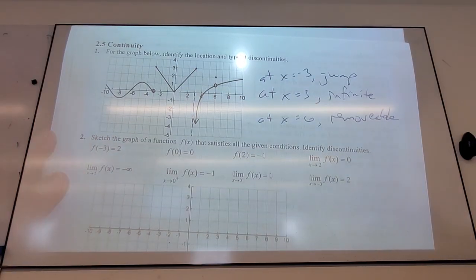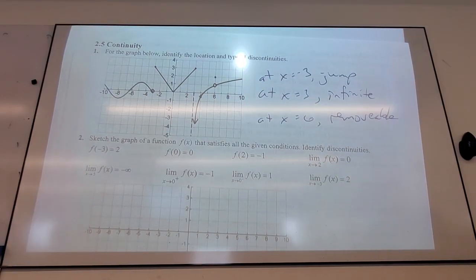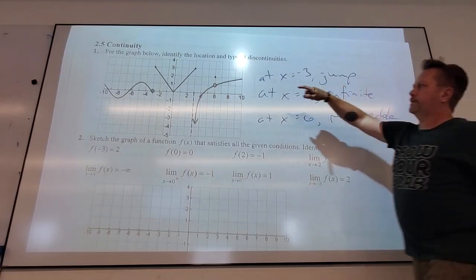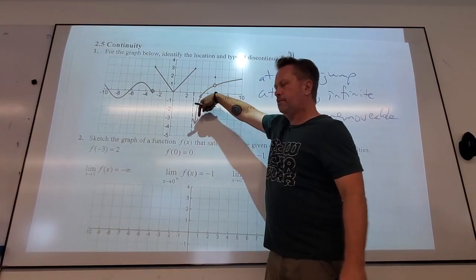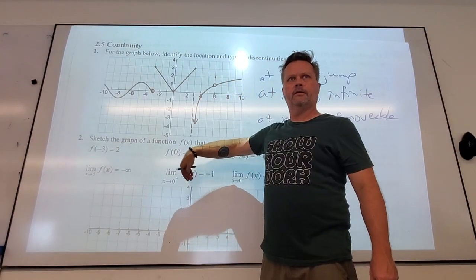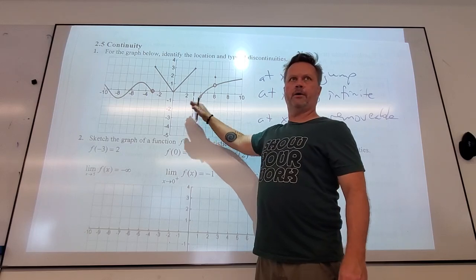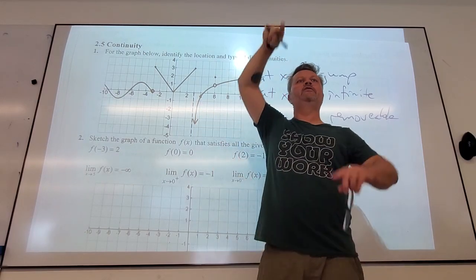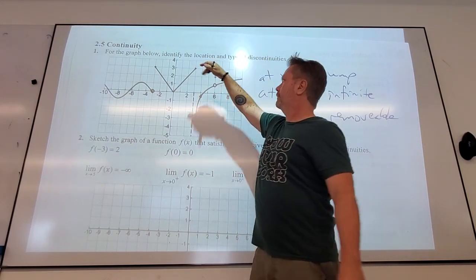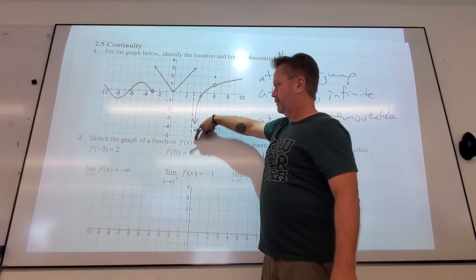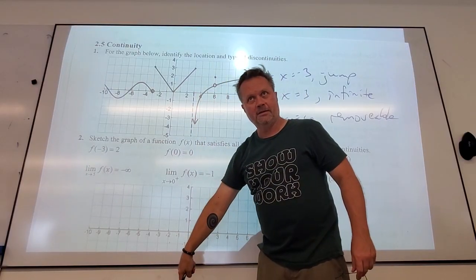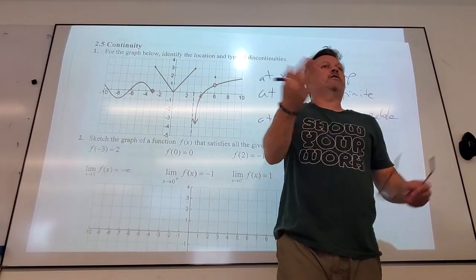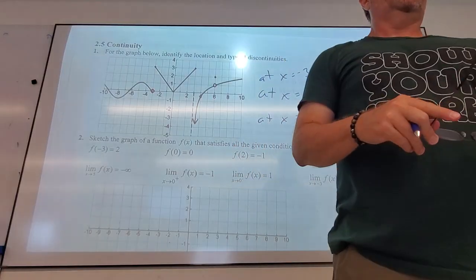How is it infinite when it has a point on the line? Well, you could argue that it's like a jump, but it jumps to negative infinity. So if one side or both goes to infinity, that would be an infinite discontinuity. How big of a jump is this? Infinite. So it's an infinite jump. We just call it an infinite discontinuity.